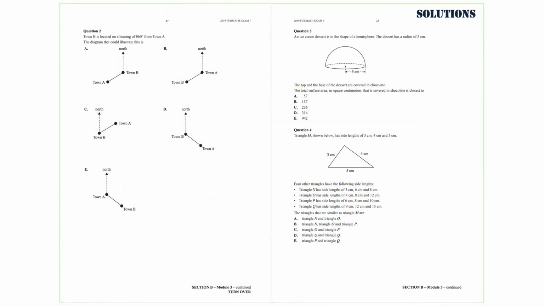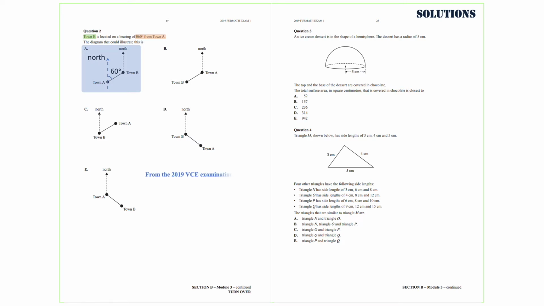Question 2. Town B is located on a bearing of 060 degrees from town A. The question is asking for the diagram that could illustrate this situation. Let's start with the diagram in option A. We are going to draw a vertical line towards north at town A, and then we measure an angle of 60 degrees in a clockwise direction from north towards town B. So we have just found our answer, option A.